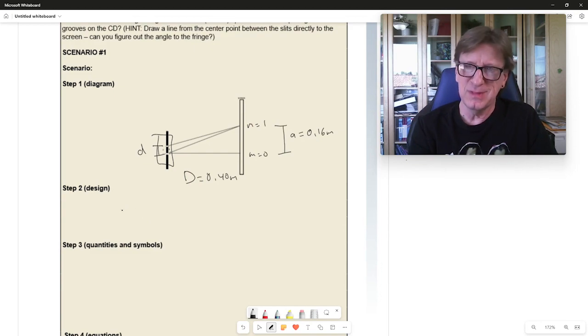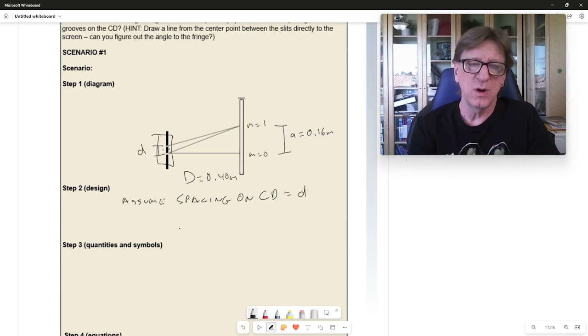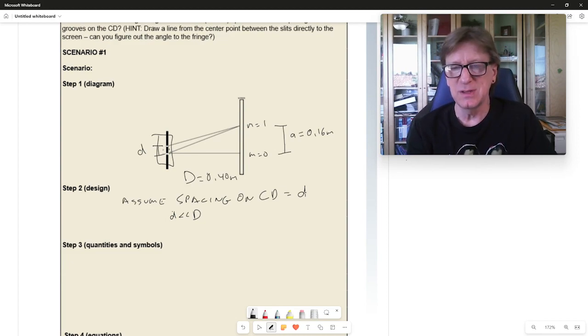You got it? Let's see how you did. So for our design, we're going to assume that the spacing on the CD, so that's between those bumps, those grooves on the CD, is going to equal d. That's going to be our slit width. We're also going to assume that d is much less than big D, so that I can use this small angle approximation. And that's pretty reasonable, considering these are going to be the order of a micron, right?